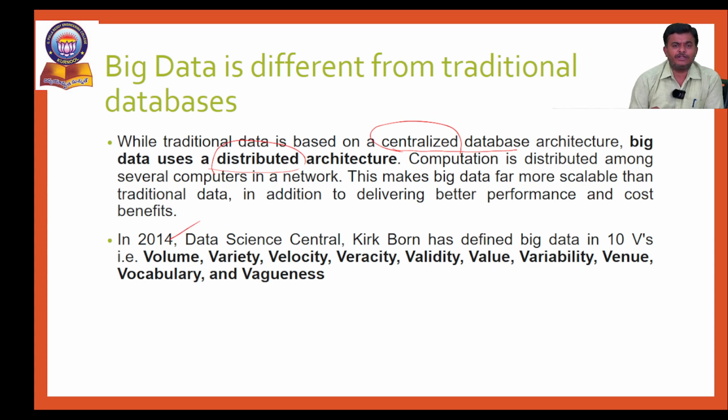In 2014, Kirk Borne, on Data Science Central, defined big data in 10 ways: volume, variety, velocity, veracity, validity, value, variability, venue, vocabulary, and vagueness. So it is from Kirk Borne.